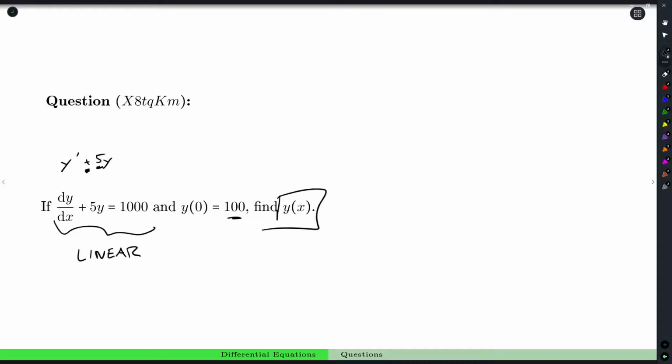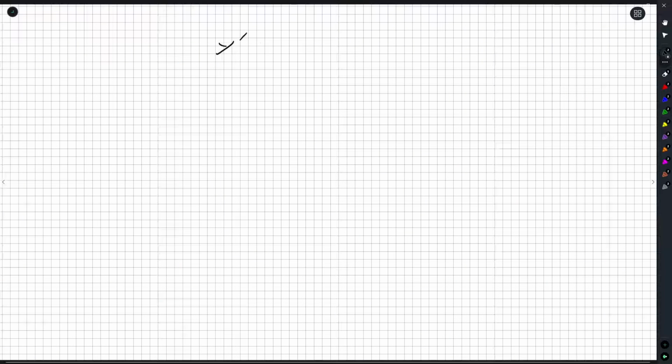It's got the plus a function too. Remember, the plus is so important for our process. Okay? So let's solve this linear differential equation. Y prime plus 5y equals 1,000. So we'll get the general solution, and then we will use this given information, y at 0 equals 100, to find the specific solution we want.